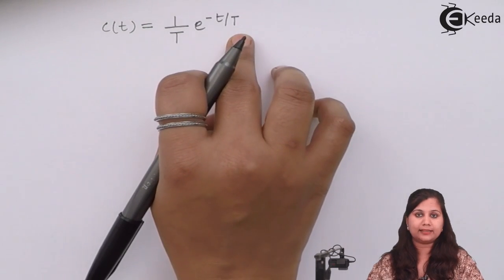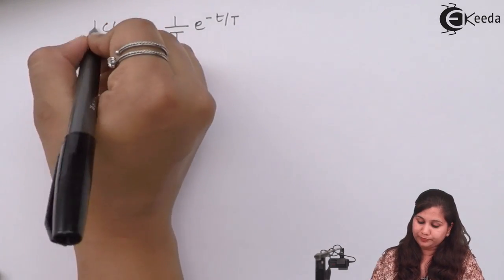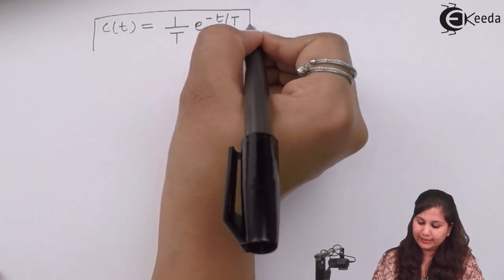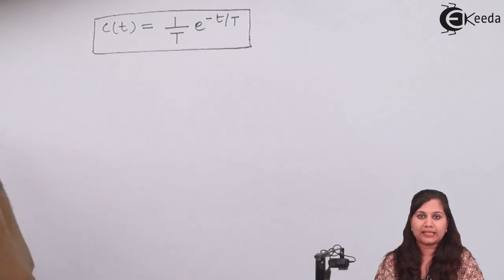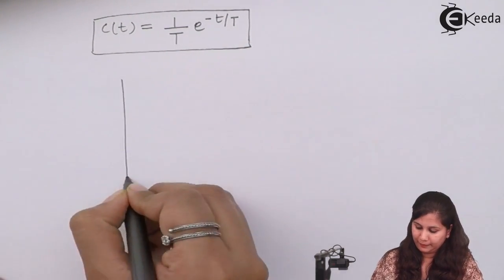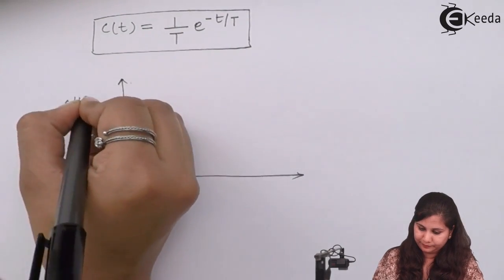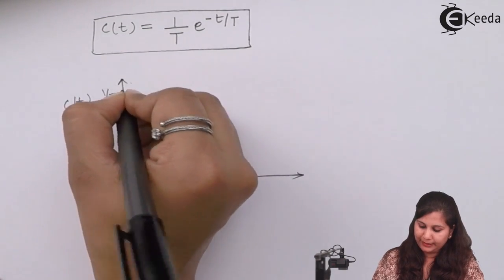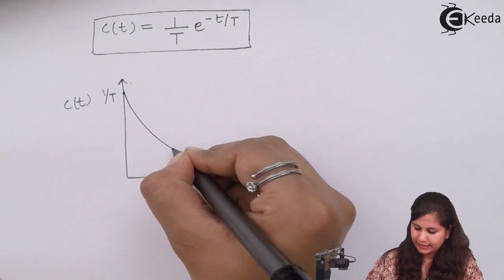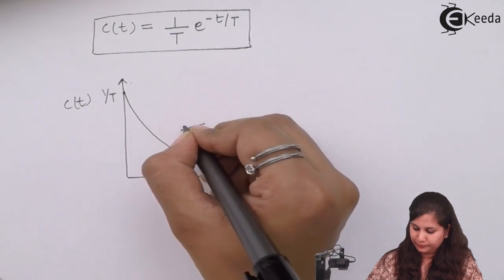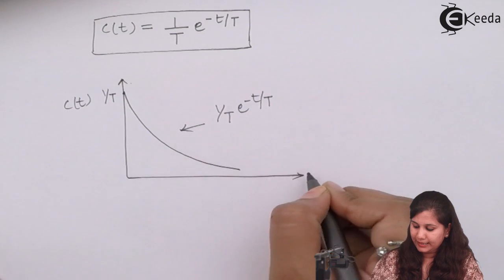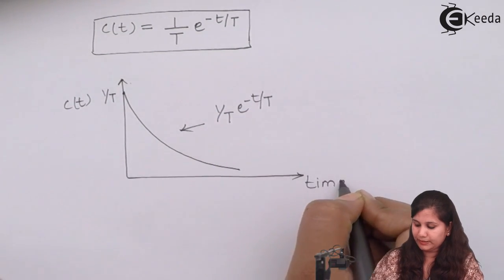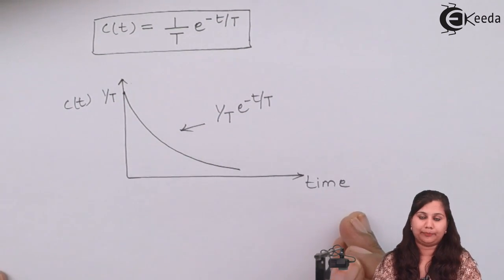Again here T is the time constant, so if we plot this output response with respect to time, it will be an exponential. This is 1 by T, and we have the exponential here. So this is 1 by T e raised to the power minus t by T, and this is the output response with respect to time.